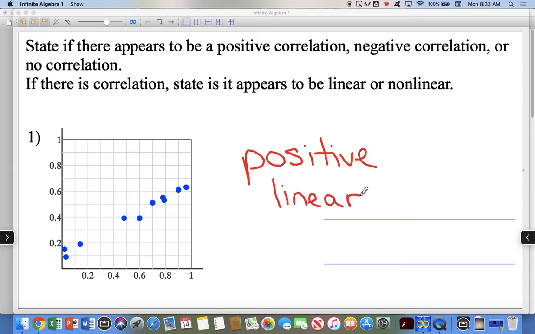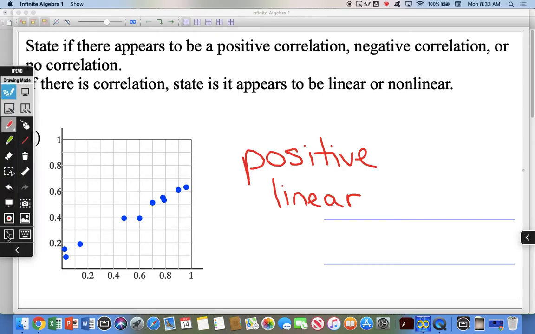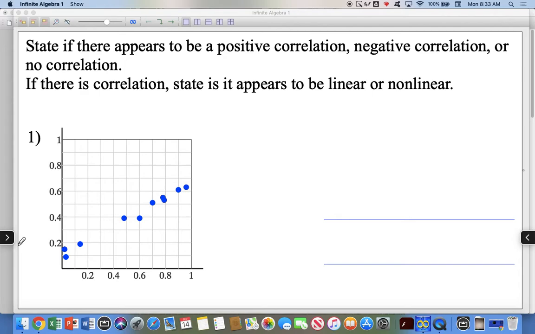And that is all we're doing today. You're going to tell me positive, negative, or no correlation, and then if you say positive or negative, you just tell me linear or not linear. So we're going to do like 6 examples, and then I'll let you guys do your assignment. So the second example is this.